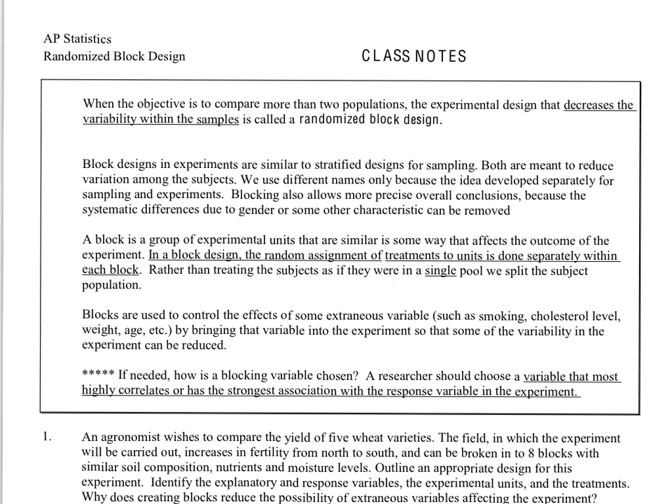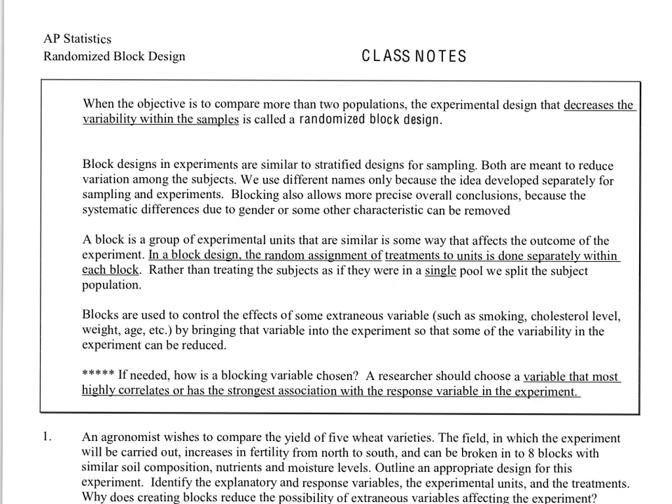Blocks are used to control the effects of some extraneous variable, like smoking, cholesterol level, weight, age, etc., by bringing that variable into the experiment so that some of the variability in the experiment can be reduced. If needed, we choose a blocking variable based on the variable that most highly correlates or has the strongest association with the response variable in this experiment.